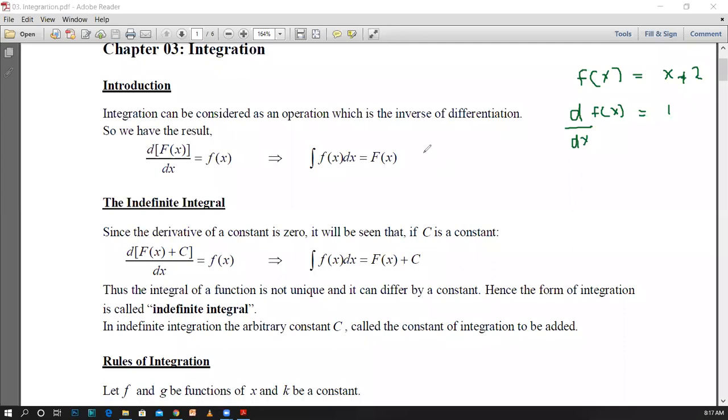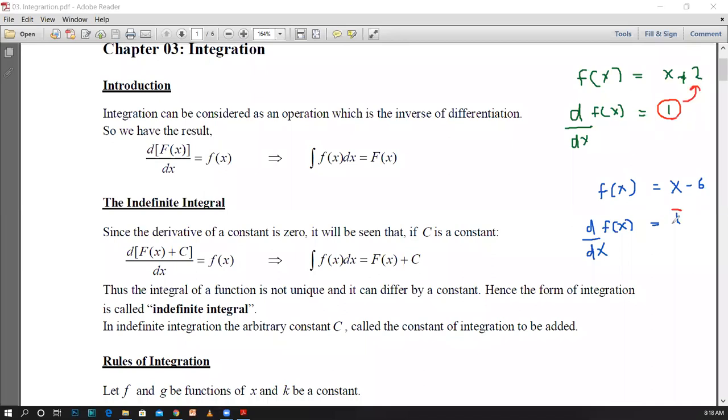Now think about what will happen if your f(x) is this. If you take f(x) equals x minus 6, and consider the derivative of f(x) with respect to x, here also you will get the value 1. Now, according to the fundamental idea of integration, once you integrate this 1 with respect to x, you need to identify your f(x) in this form.